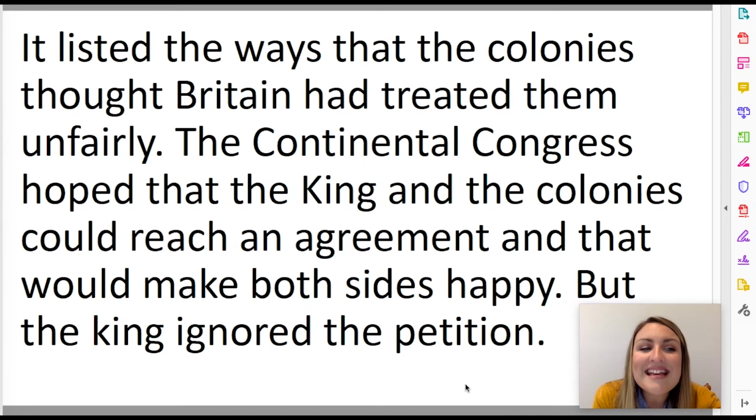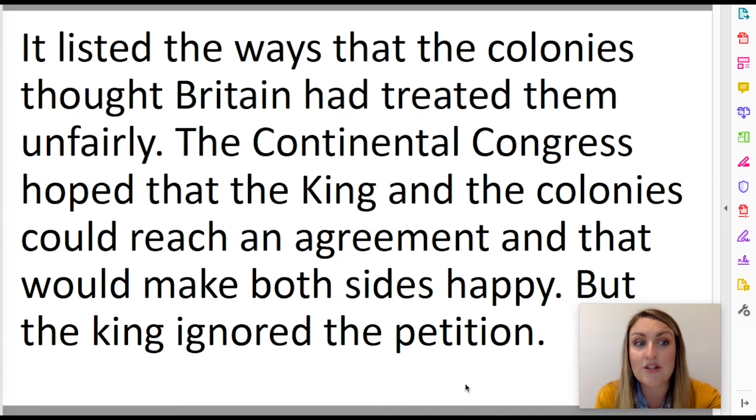Oh, this said the petition listed ways the colonies thought Britain had treated them unfairly. That's just what we said. What did the Continental Congress hope the petition would do? Yes, they hoped to reach an agreement that would make both sides happy. Were they able to come to an agreement? No, the king ignored the petition. Do you think this pleased the colonies? I don't think so either.